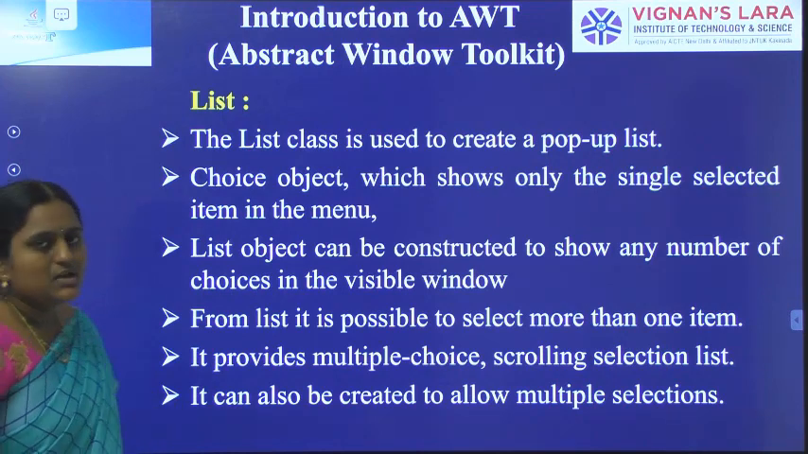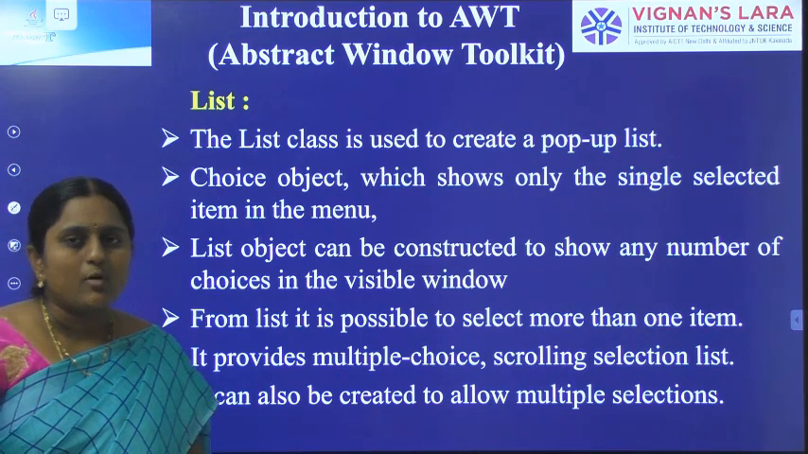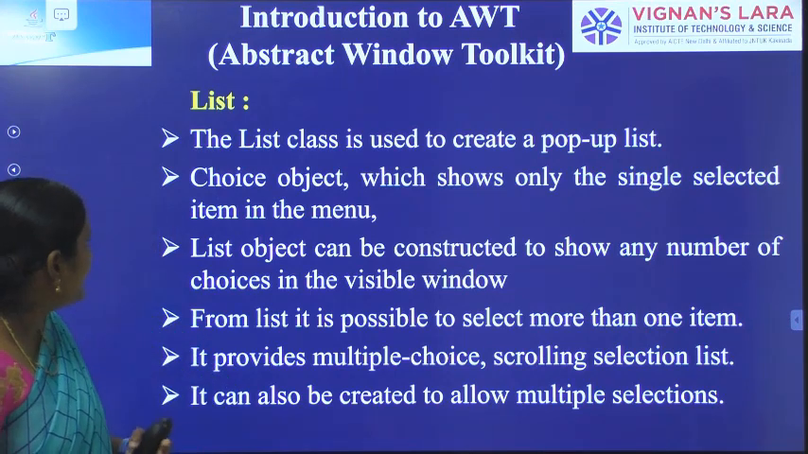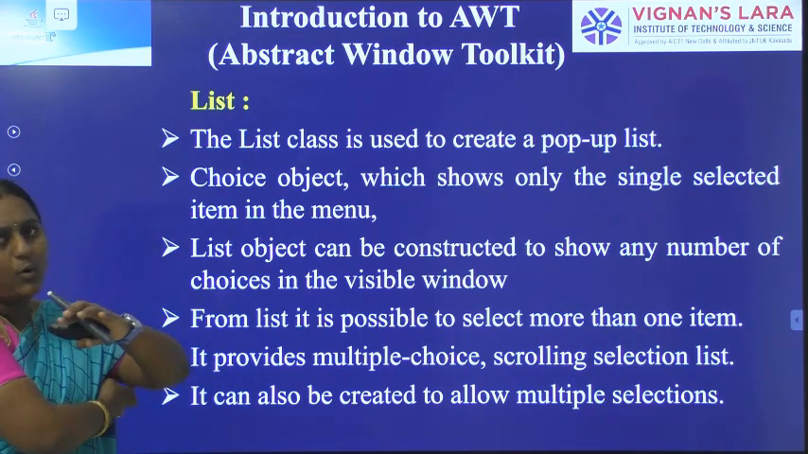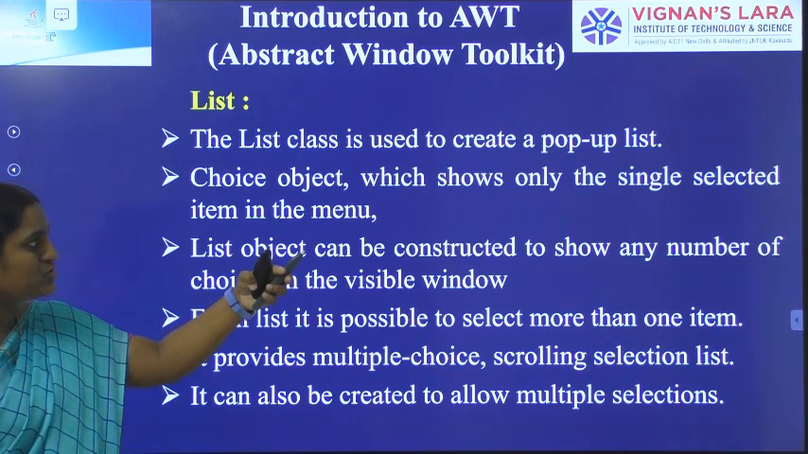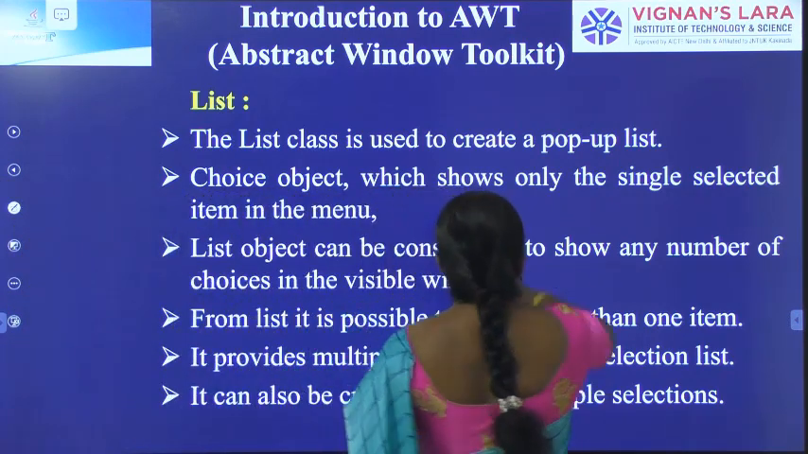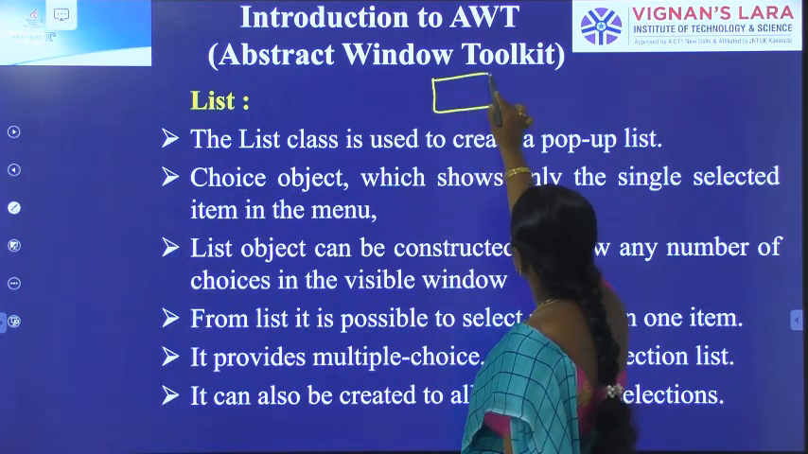Next GUI component is list. After choice, what is the next GUI component? List. The List class is used to create a pop-up list, compared to the Choice object, which shows only a single selected item in the menu.